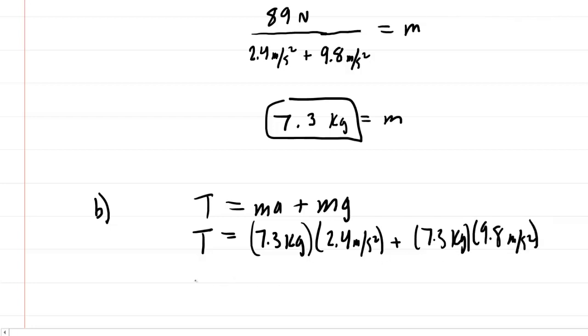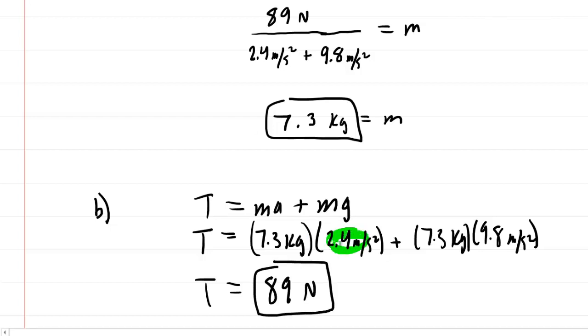Now, when you punch this into your calculator, you're going to get 89 newtons as the correct answer to part B. This should not be surprising because the acceleration in part B was the same as the acceleration in part A, and we used the same mass that we had obtained from part A. So the tension would come out to be the same value.